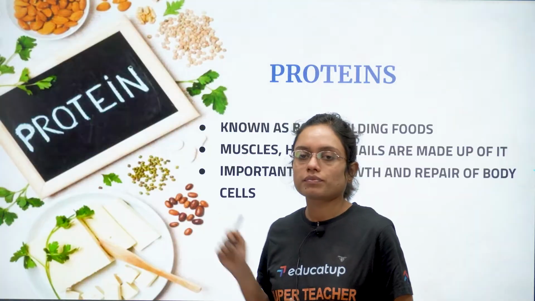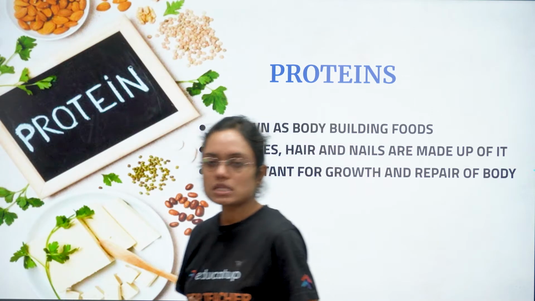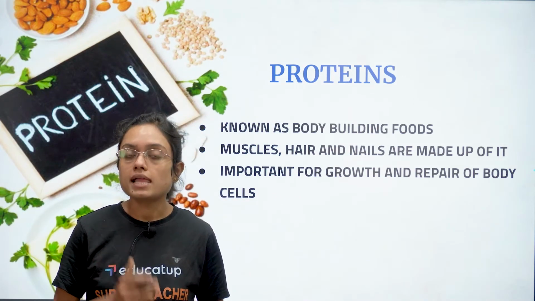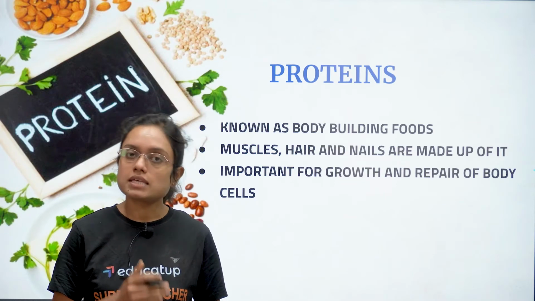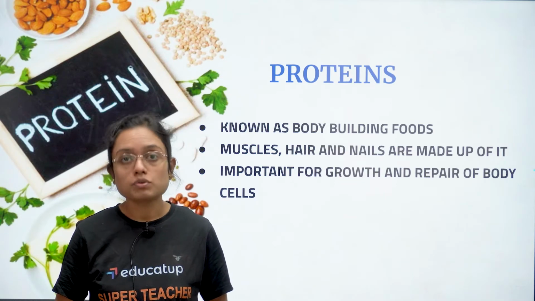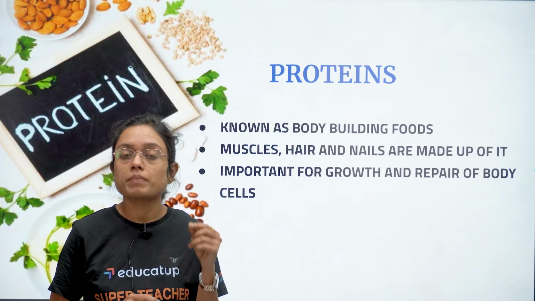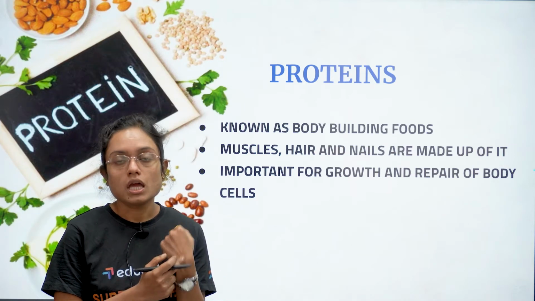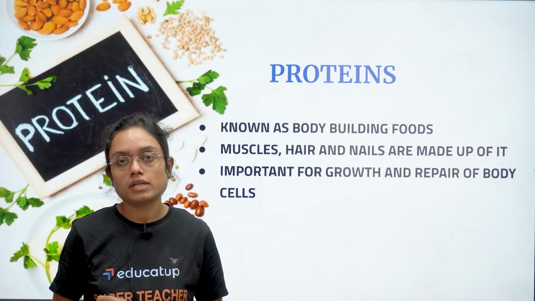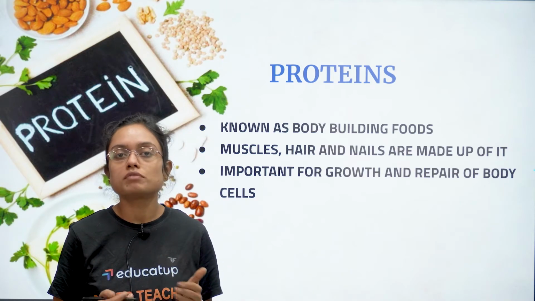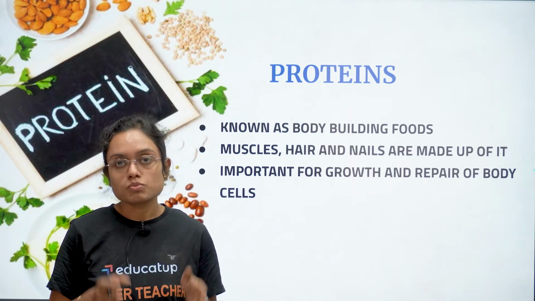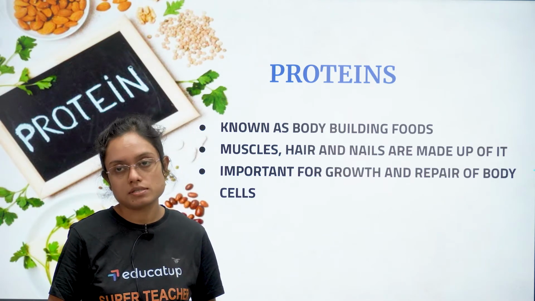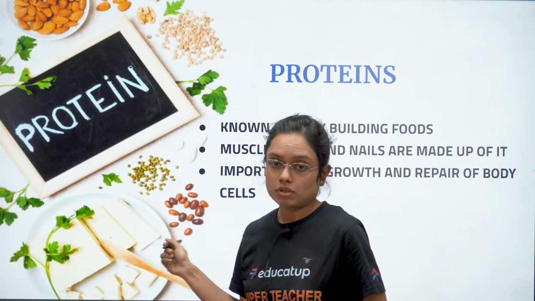Now moving ahead, the next nutrient we are going to discuss is proteins. Proteins are also known as body building food because they help in the growth of muscles as well as hair and nails. Other than that, proteins are also very important for the repair of body cells. That means if you get injured and there is a wound on your body, if you are taking proper protein in your diet, the healing of that particular injury or wound will be very fast and on time. So because protein helps in repair of body cells plus in generation of new body cells, that is why protein is very important.